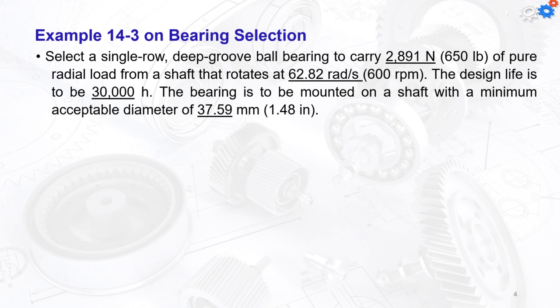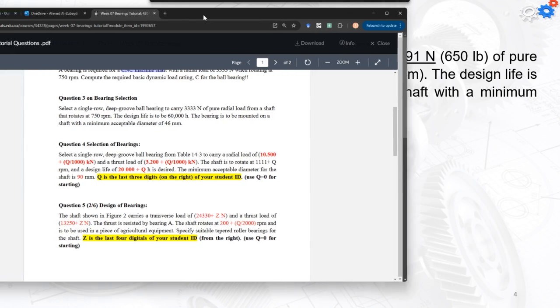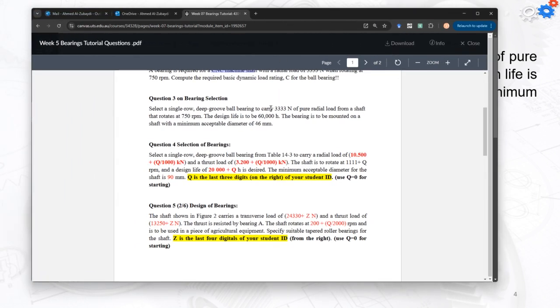So we shall start with example 14.3 on the bearing selection. That's something similar to the one that you had in the assignment sheet, only the parameters are different. For the one that you have actually on the sheet, I can show you later how we do the calculation, to make you compare your results with mine.